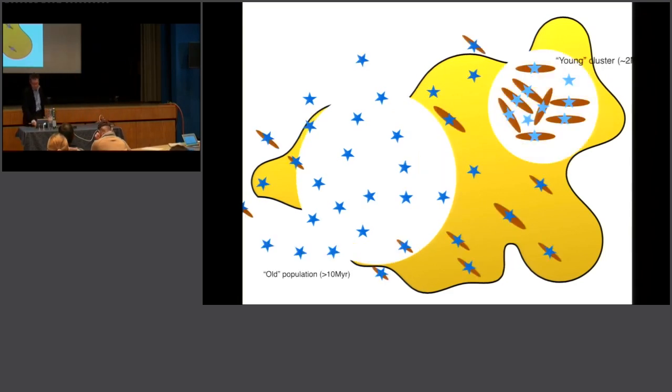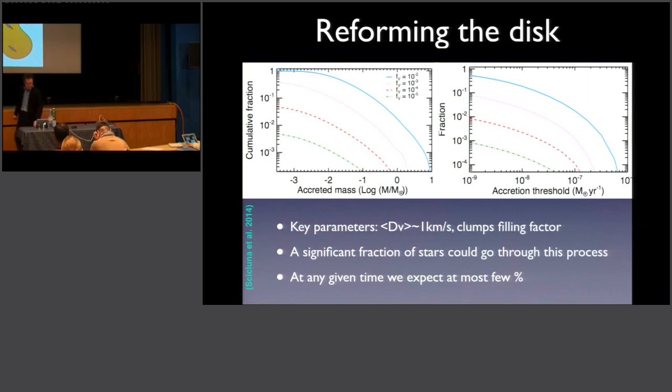And then what happens? These stars, since they are moving, have a velocity dispersion, typically of the order of 1 kilometer per second. Some of them go through the cloud, and they may go through a dense core, and at that point they may reaccrete material by Bondi-Hoyle accretion and recreate a new disk. So you may have a situation like this one in which you observe a young cluster with its own disks, and then an old population, some of which have reaccreted a disk. Is this sensible? Does it make sense?